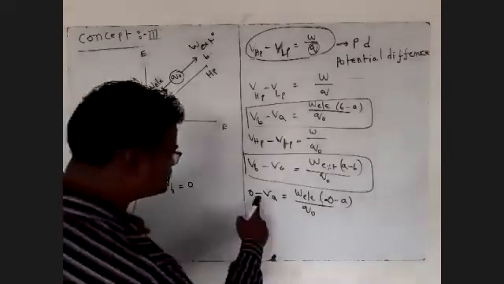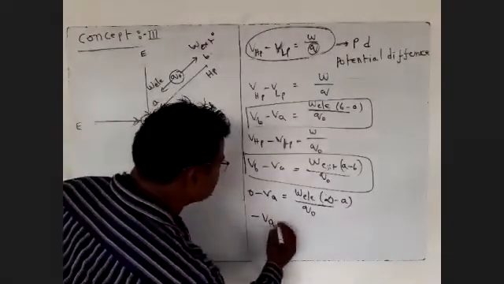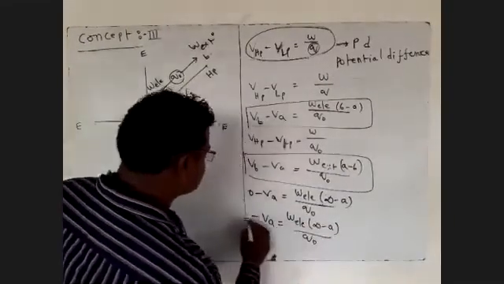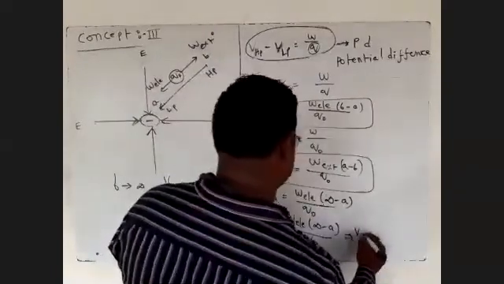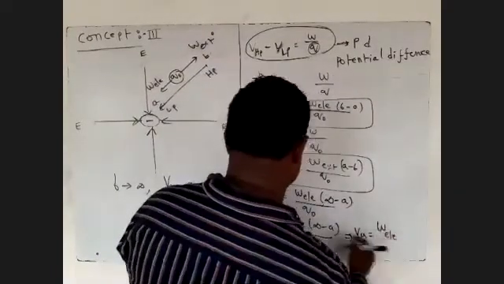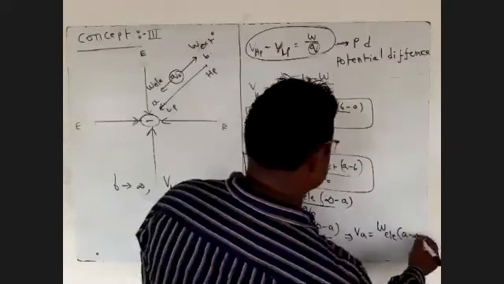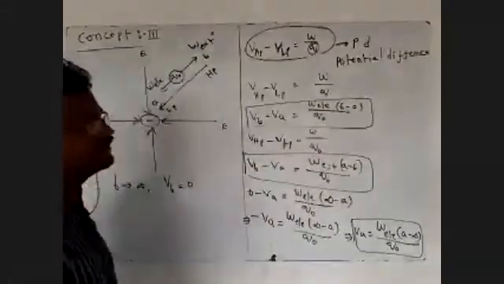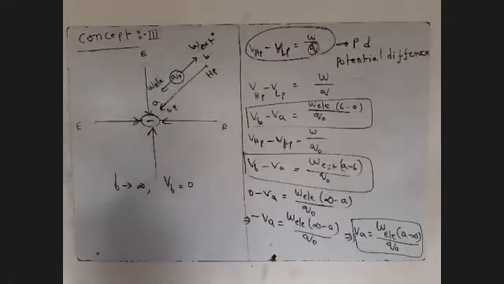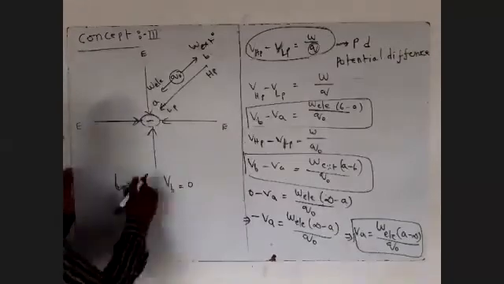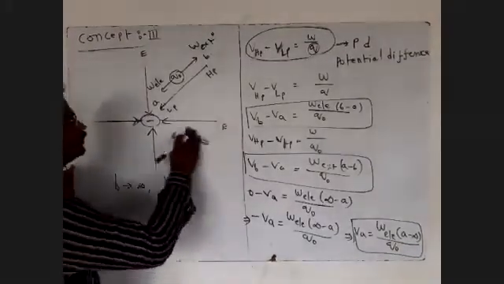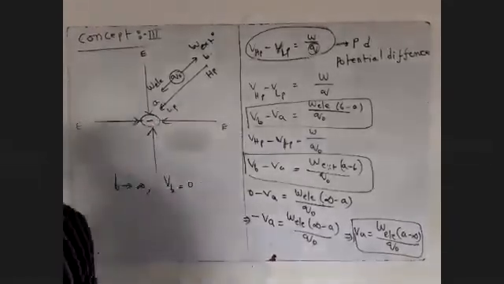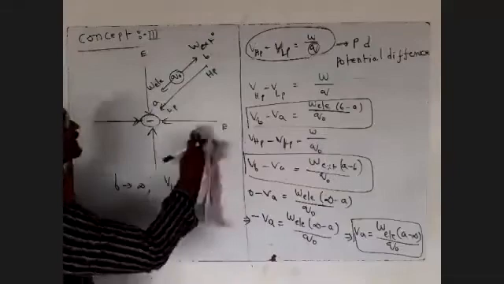We simplify this. Minus VA is equal to W electric from infinity to A by Q naught. Taking the minus to the other side, VA is equal to W electric from infinity to A by Q naught. This is VA, the electric potential at point A. Don't write the values inside. Okay, so V is infinity. Next formula.